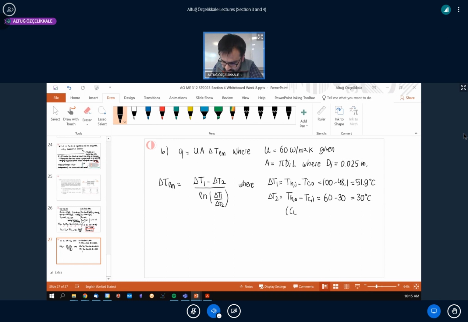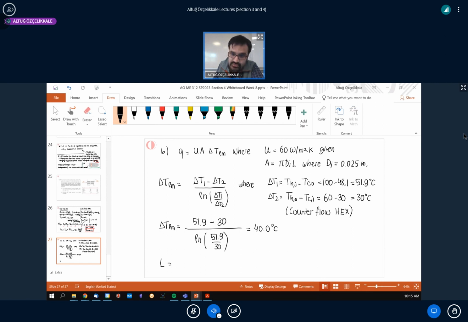Remember that this is due to the counterflow heat exchanger. From here, the log mean temperature difference is 51.9 minus 30 divided by natural logarithm of 51.9 divided by 30, and this temperature difference is somewhere between these two limiting values. That's always the case. It's 40 degrees Celsius.